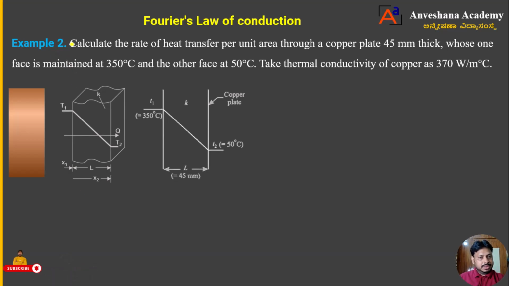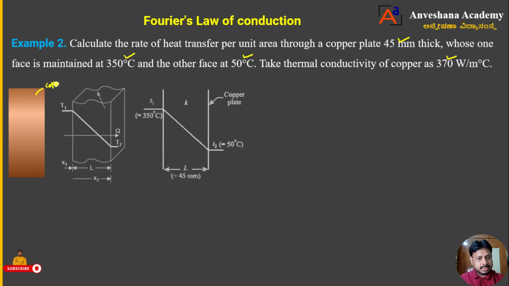Example 2. Calculate the rate of heat transfer per unit area through a copper plate 45 mm thick whose one face is maintained at 350 degrees Celsius and the other face at 50 degrees Celsius. Take thermal conductivity of copper as 370 watt per meter degree Celsius. Dear students, so he has given some data. What are the things he has given? He is telling that there is a copper plate.